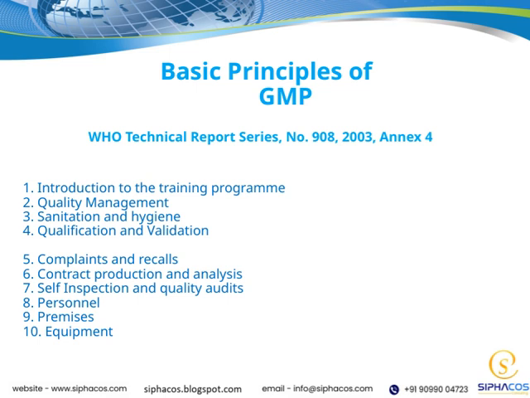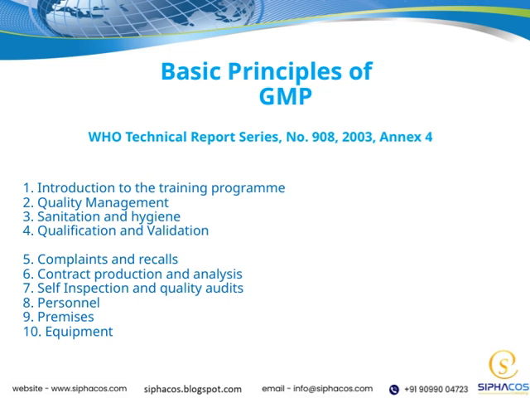Following that, the importance of premises will be covered, focusing on the right design and maintenance to support good manufacturing conditions. We'll also review equipment, emphasizing proper qualification, calibration, and maintenance to ensure consistent product quality. All these principles are based on guidelines from the WHO Technical Report Series, number 908, 2003, Annex 4, which provides a solid framework for implementing GMP effectively.